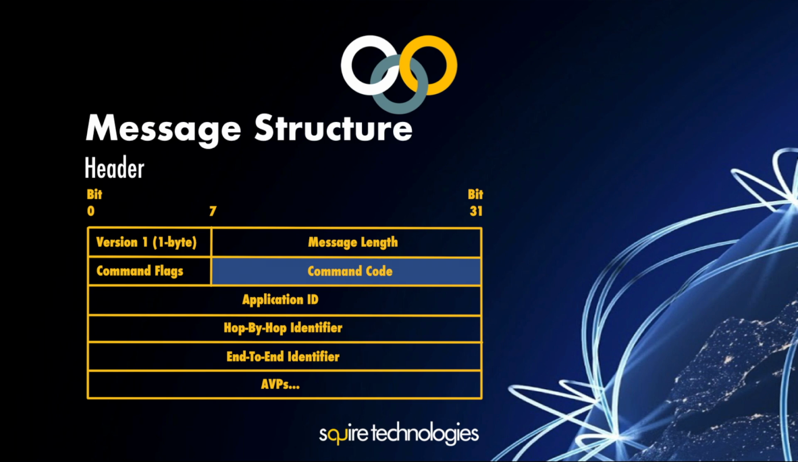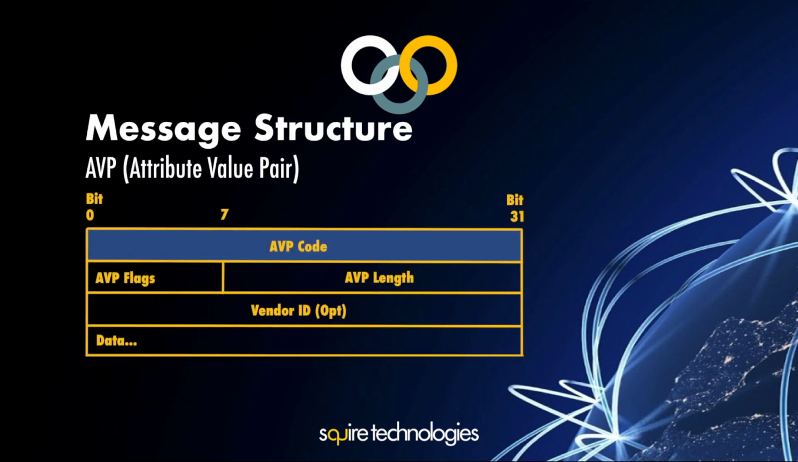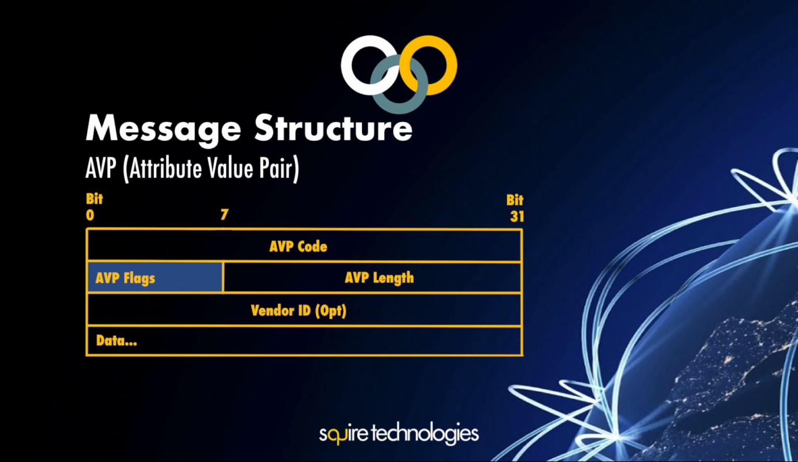Okay? Application ID. So again, that's the application ID of what we defined. 1, 2, 3, 4, 5. Hop-by-hop identifier, I'll explain that. An end-to-end identifier. And then you've got your AVPs. And the AVPs are broken down into AVP code, some flags, the length of the AVP, again the whole AVP. And then you've got the vendor ID.